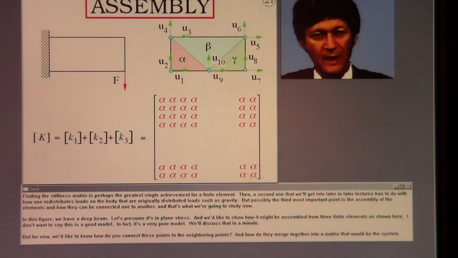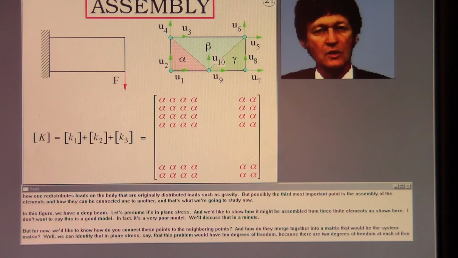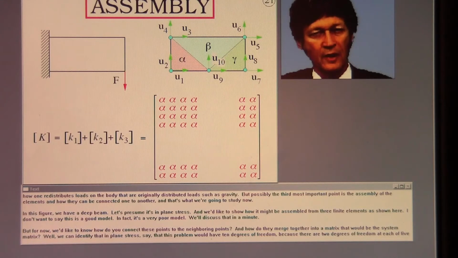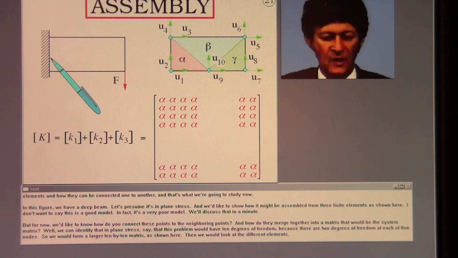Finding the stiffness matrix is perhaps the greatest single achievement for a finite element. Then a second one that we'll get into in later lectures has to do with how one redistributes loads on the body that originally distributed loads such as gravity. But possibly the third most important point is the assembly of the elements and how they can be connected one to another. And that's what we're going to study now.